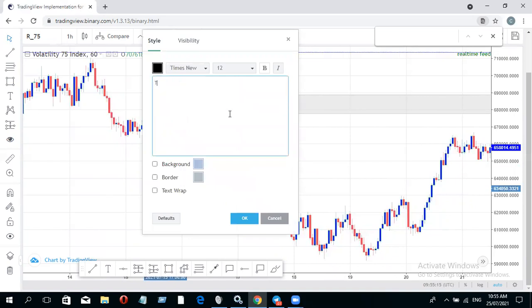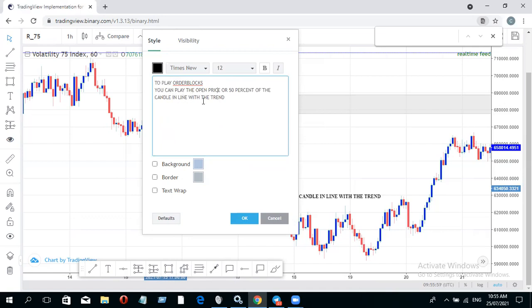So play order blocks, right? You can play the open price or the 50% of the candle, in line with the trend. You don't want to trade against the trend. You can play the open price or the 50% of the candle in line with the trend.